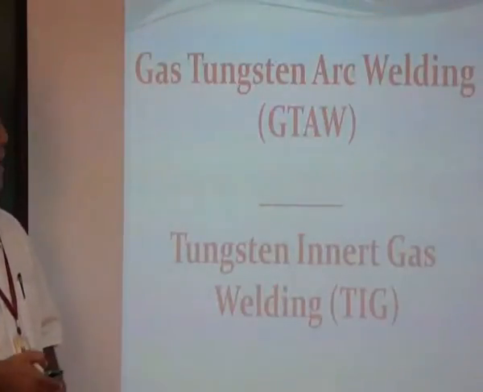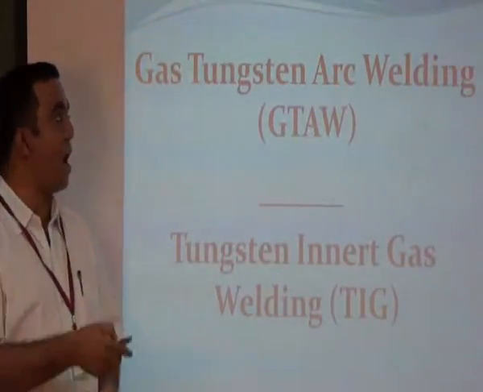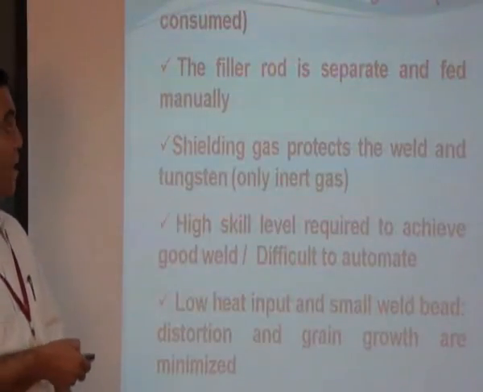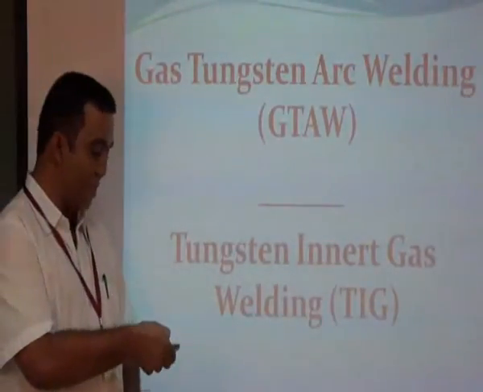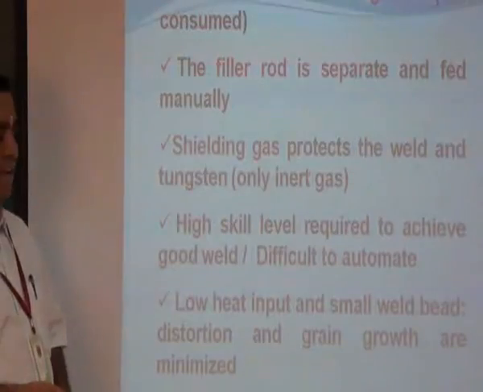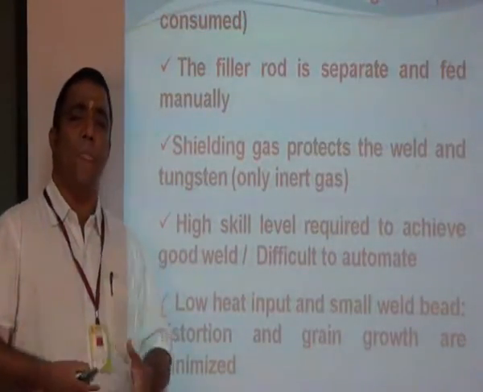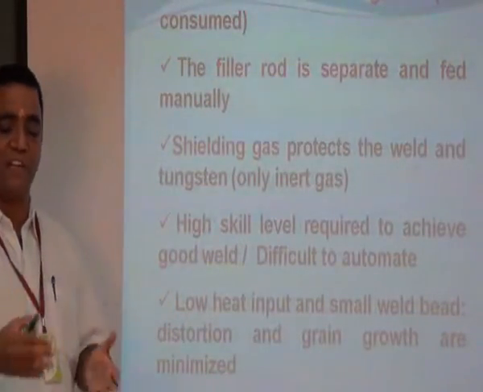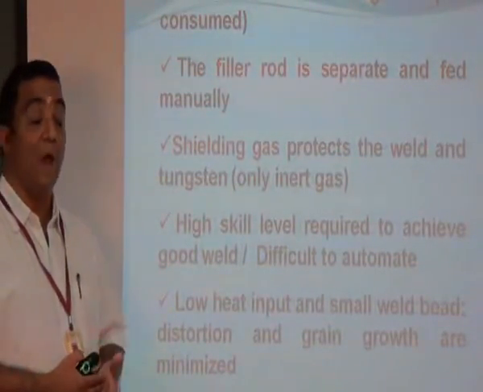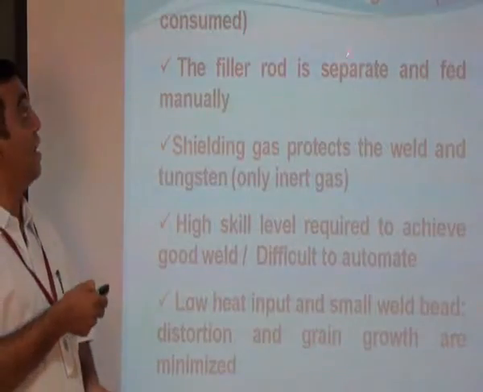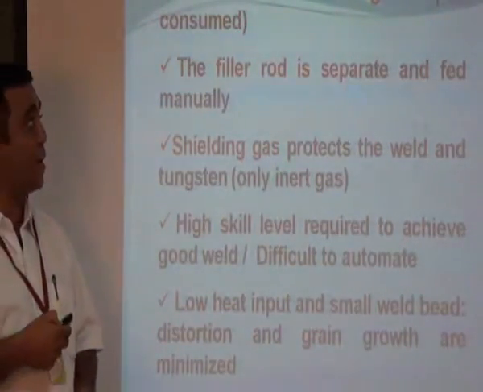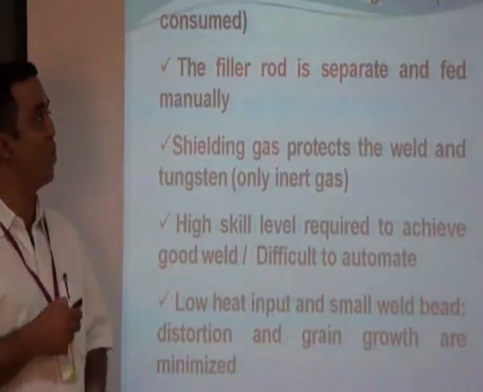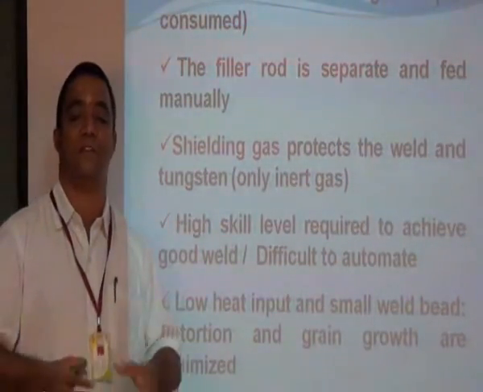The next process is the gas tungsten arc welding process. It is also called the tungsten inert gas welding process. That is GTAW, or popularly called TIG welding. In the case of SMAW, the electrode is a melting component, and it forms a part of the weld. But here, in the case of TIG welding or GTAW, the electrode is a tungsten rod, and it is non-consumable, and it does not melt. It produces only an arc, or it can be called a heat source.